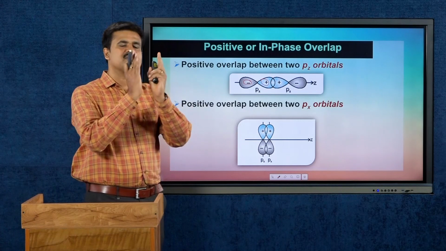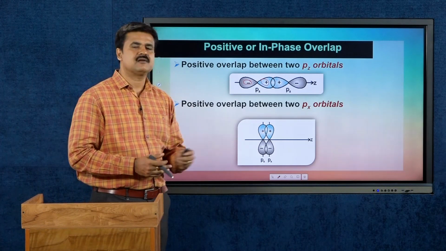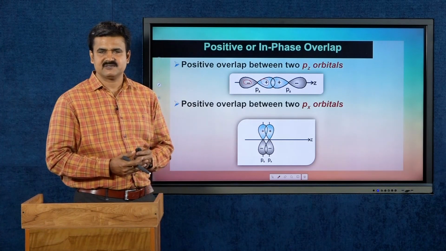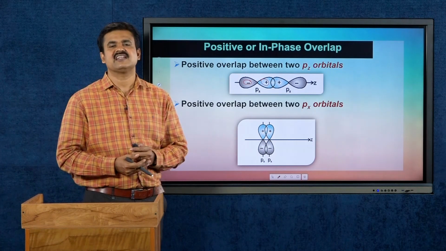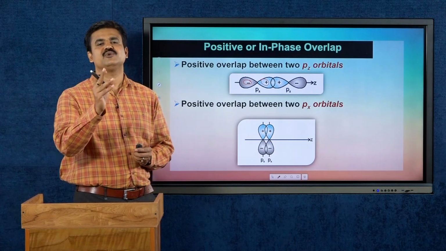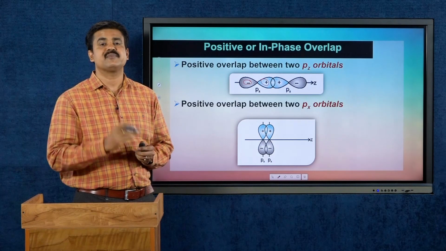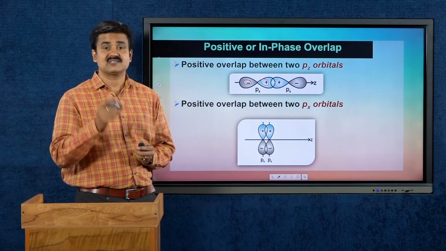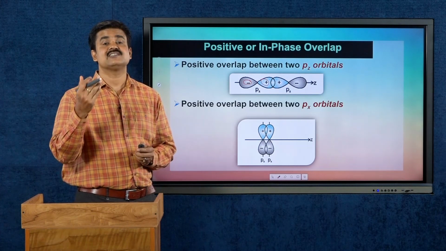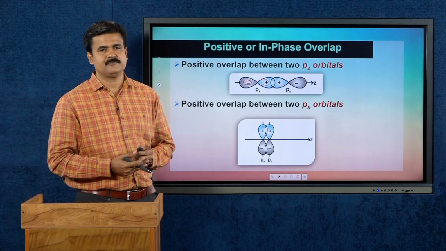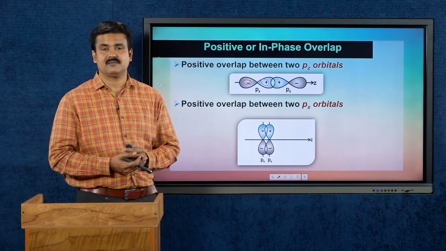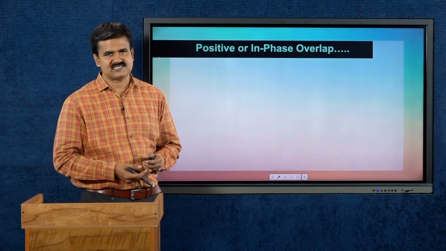These two px orbitals are shown here. The upper part represents a like sign of positive charge and the lower part represents the like sign of negative charge, and you know the fact that only the overlapping of like sign or similar phase leads to positive overlap. So, this is the positive overlap between two px orbitals.